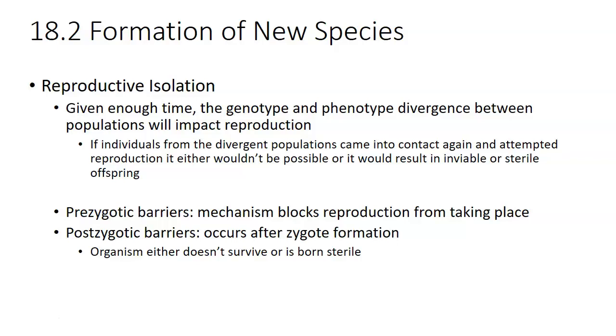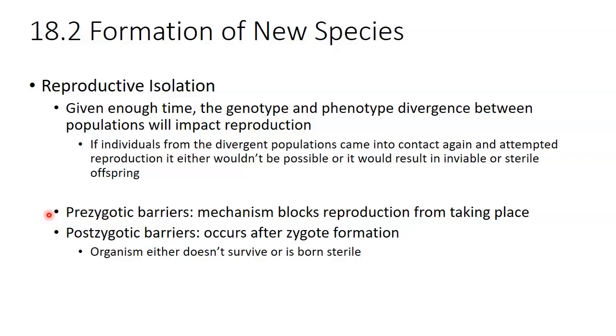So reproductive isolation is the inability of two species that were once one to reproduce with each other. There's a couple of different mechanisms for how this happens, and so that's what we're going to cover next. You can see that some of these are pre-zygotic and some of these are going to be post-zygotic. Okay, so we'll start with the pre.